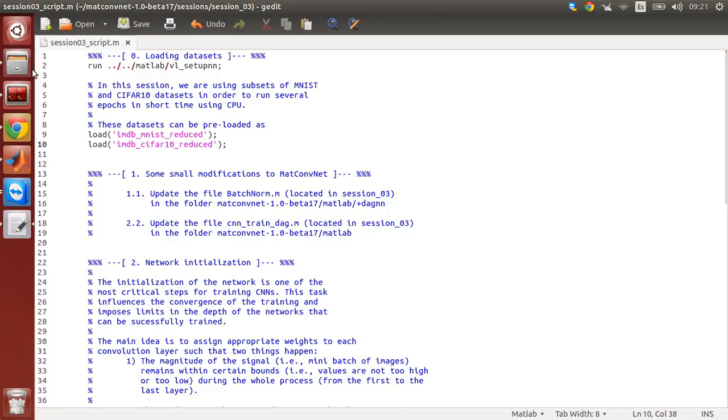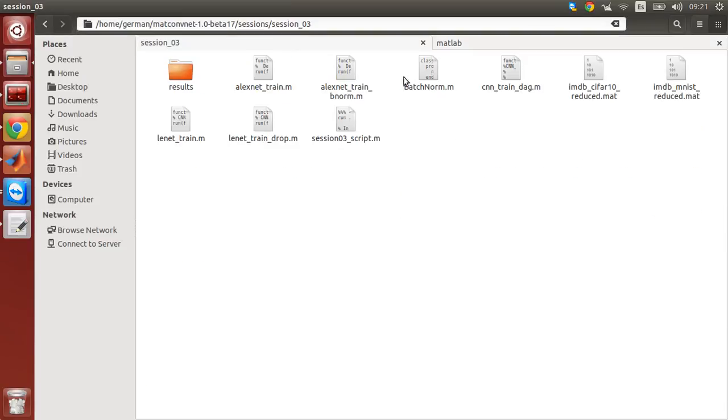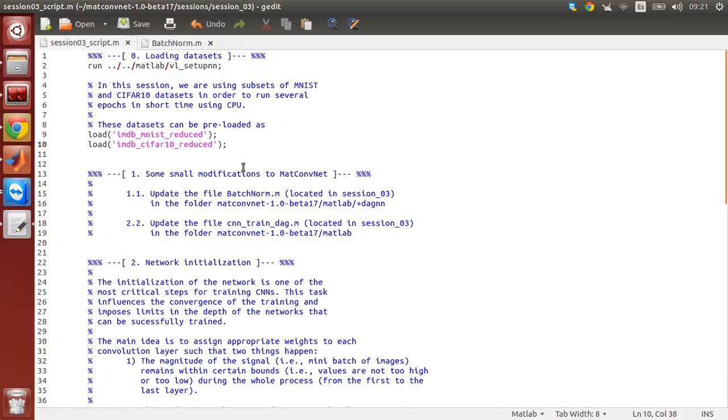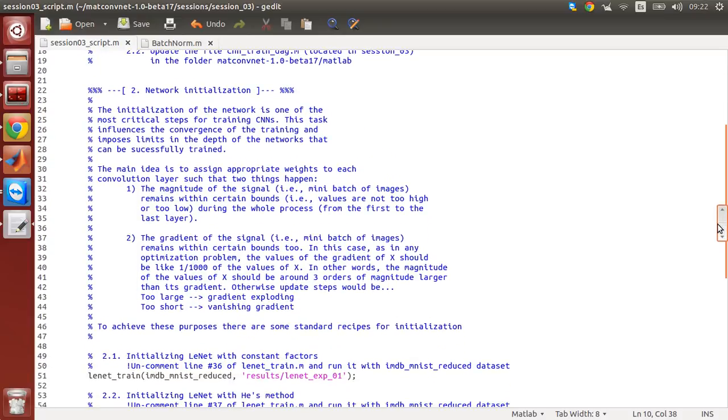The changes in the code of batch normalization are just to do a better initialization of the layer, just indicating the number of channels. So this is a modification I did to improve the initialization of this layer, but this is not so relevant now. So after we have done this, we can start working on the initialization.